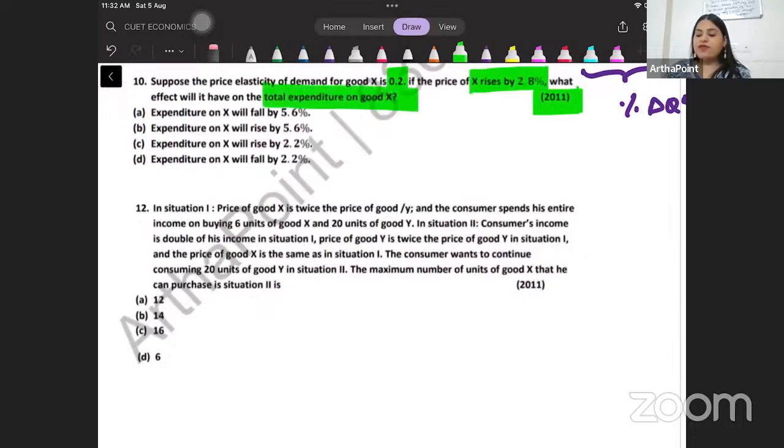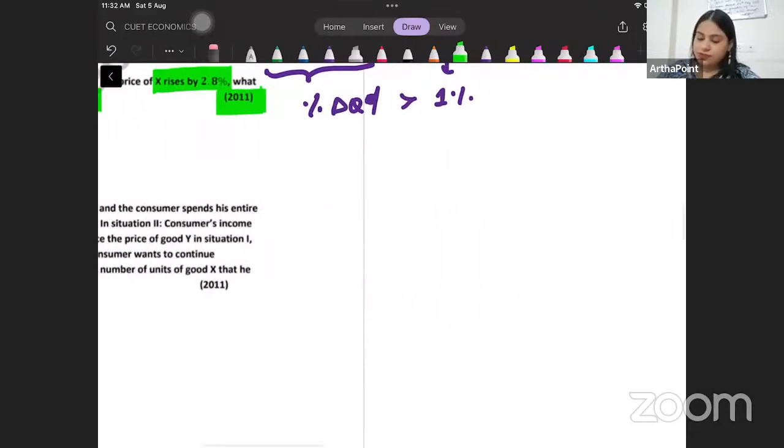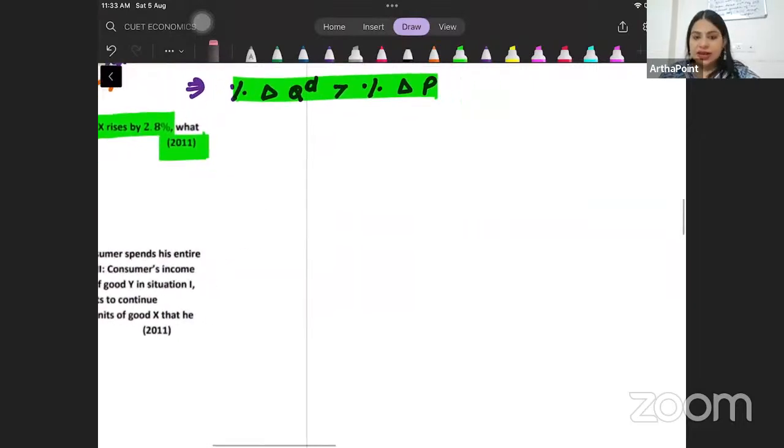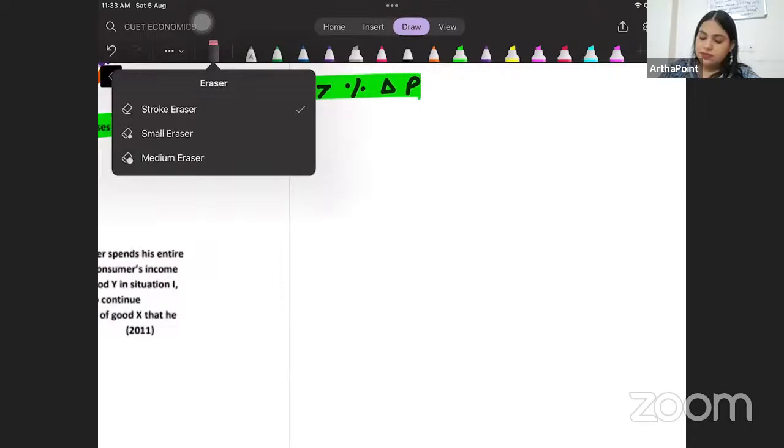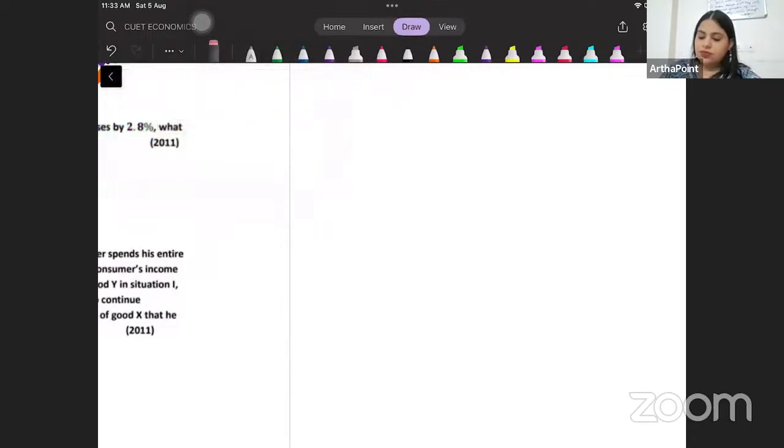What effect will it have on the total expenditure of good X? Okay, so now just think about it. The options given to you are expenditure will fall or expenditure will rise by 5.6 or 2.2%. So let's say that elasticity is given to us as 0.2.